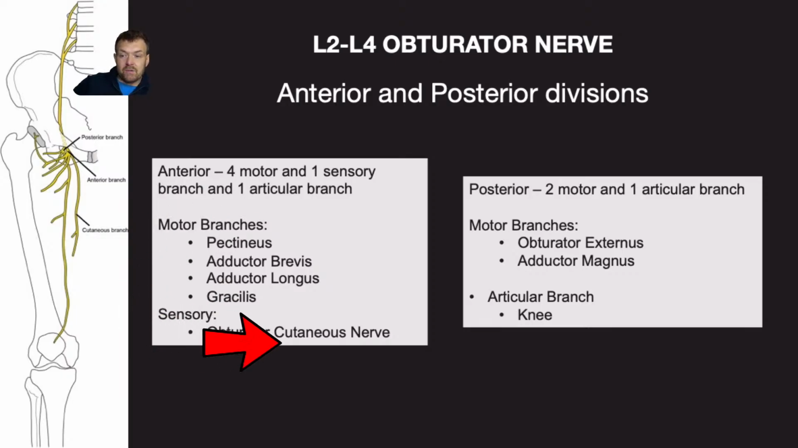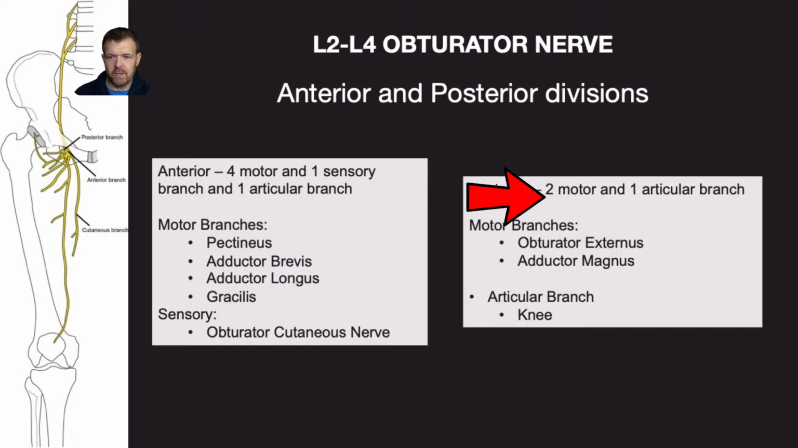And again, the sensory is the obturator cutaneous nerve, so the sensation for the inner thigh. So if there's a problem with the inner thigh skin sensation, then it is likely to come up from this nerve, although there is overlap. Okay, there is overlap in the cutaneous fields. But you'll have a good idea. It's either the medial part of the femoral or the obturator cutaneous. It's going to be one of those two likely.